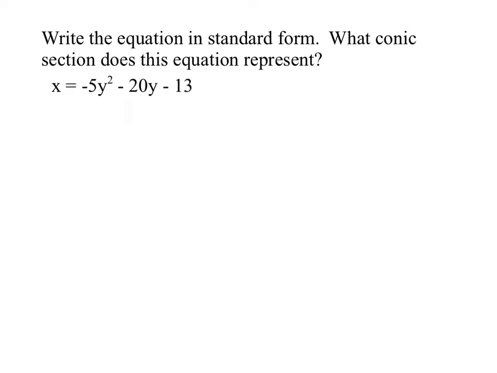All right, write the equation in standard form. What conic section does this equation represent? Now, hopefully looking at this, you can kind of see that we are going to end up with a parabola because x is not squared, but y is. So if you have one variable that's squared and one that's not, you know it's going to be a parabola. It's an R.